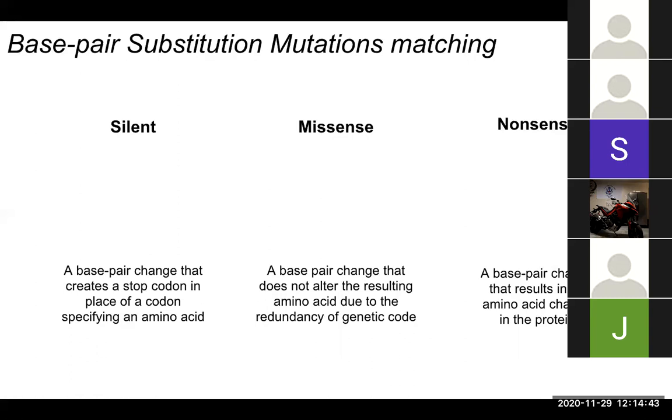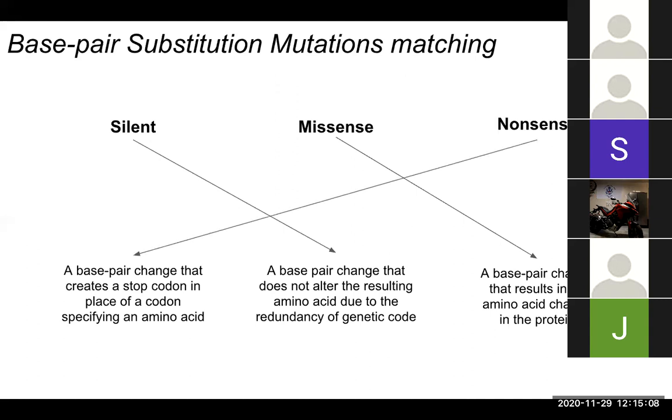Perfect. Can you show the answer? Perfect. B, a base pair change that does not alter the resulting amino acid due to the redundancy of the genetic code. How about missense? Perfect. C, can you show the answer? A base pair change that results in an amino acid change in the protein. And then last but not least, go ahead and show the answer for nonsense. That's a base pair change that creates a stop codon in place of a codon specifying an amino acid. Go ahead and go to the next slide.